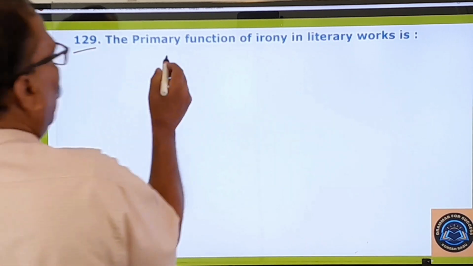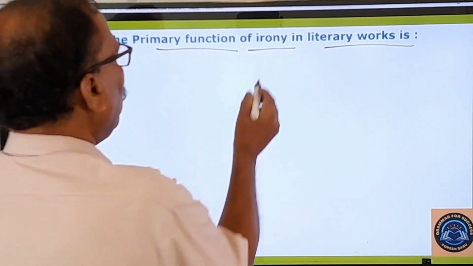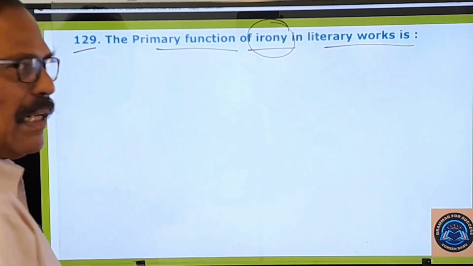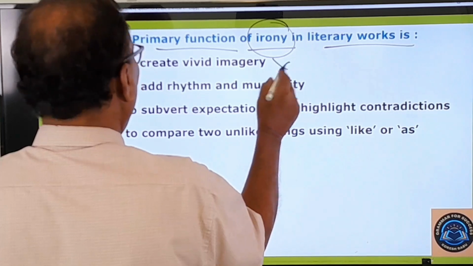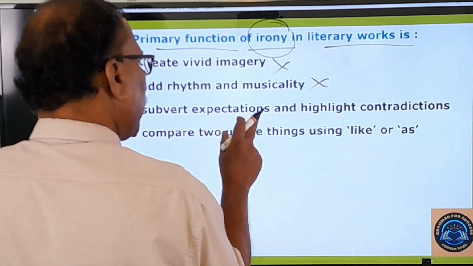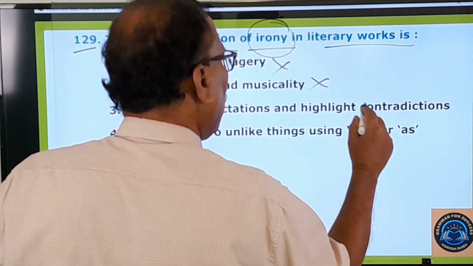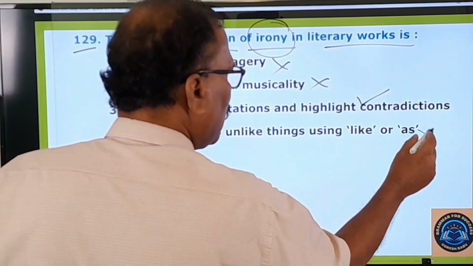129th question. The primary function of irony in literary works is, what is the function of irony in a literary work? Here the options are given. To create vivid imagery? No. To add rhythm and musicality? No. To subvert expectations and highlight contradictions? Yes, this is the right one. To compare two unlike things using like or as? No, this is simile.